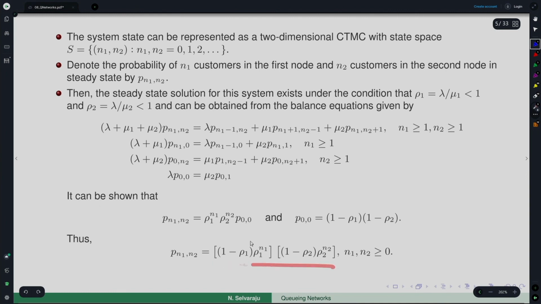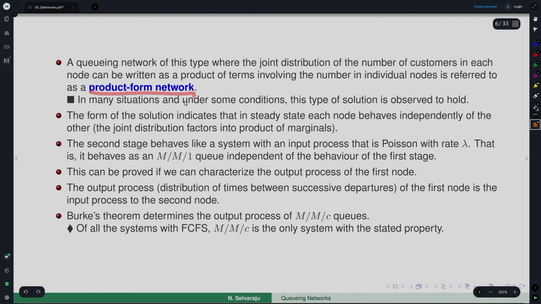What we mean is not this expression, but this expression. So, some constant times this is the joint distribution of n1 and n2. This is some function of n1 and some function of n2 multiplied by some constant, which is the form that you are having here. And in any network where you get this kind of situation, we will see the analysis becomes much simpler. That is what is called a product form network.